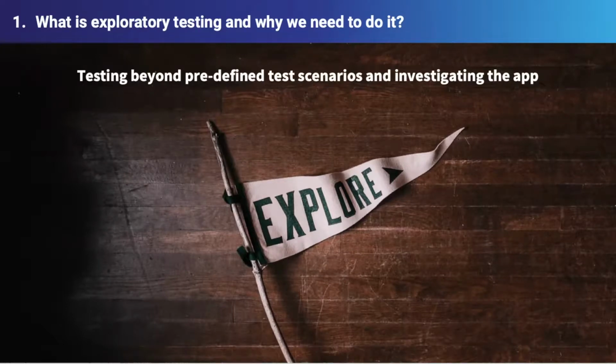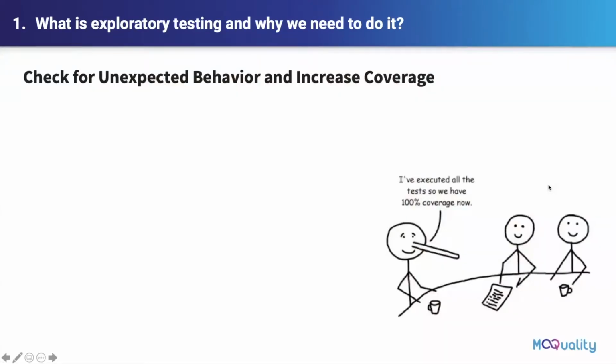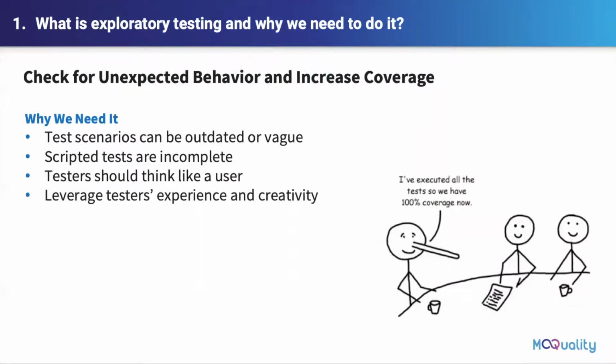Yeah, so essentially, we always want to find more bugs early on before our apps reach customers, right? So you want to find unexpected behavior, you want to increase your test coverage. Those are the main two reasons. But other than that, consider standard testing where what you have is your test scenarios. We write them down, but they often are outdated or vague, and testers are not able to follow them, right? Also, if we script tests, then they could be incomplete, which means that they're not getting us enough coverage. Also, testers should think like real users and use their experience and creativity while testing, right? So that is why we need it.